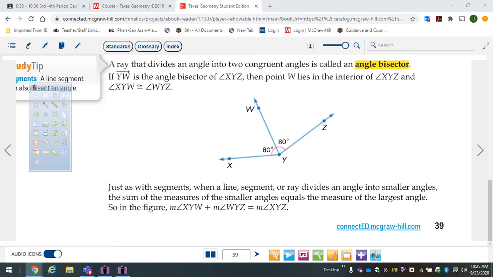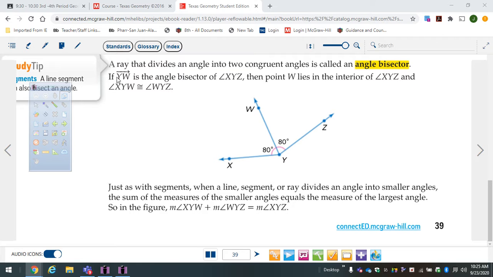Good job. So if you have the word bisector, guys, that means to cut in half. So what do you think it's cutting in half? Well, if it's talking about angle bisector, well, then it cuts the angle in half. So regarding this, a ray that divides an angle into two congruent angles is called an angle bisector.